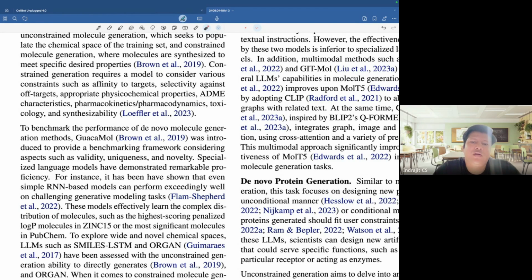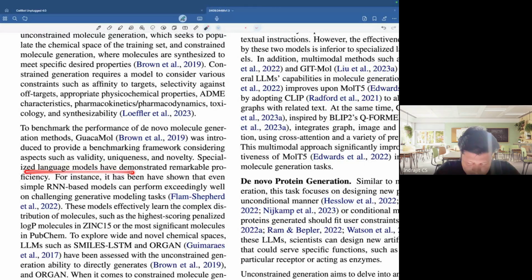You want to just understand what it means. So let's say you have a chemical compound generated by SMILES or any other model, and you want to test whether there is an activity against the receptors, right? That basically tells you whether the particular molecule has a hit or no hit, or whether there is a lead that can be followed or cannot be followed. So GuacaMol was introduced to provide a benchmarking framework considering aspects such as validity, uniqueness, and novelty.